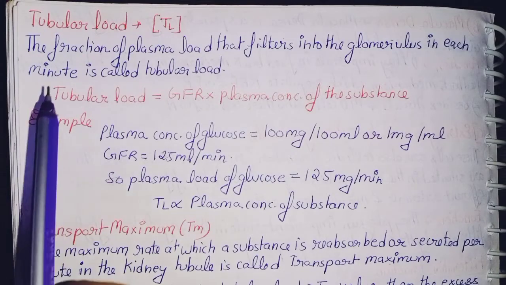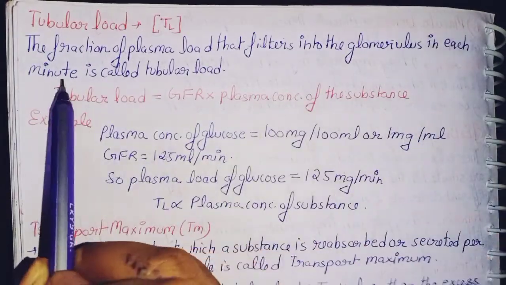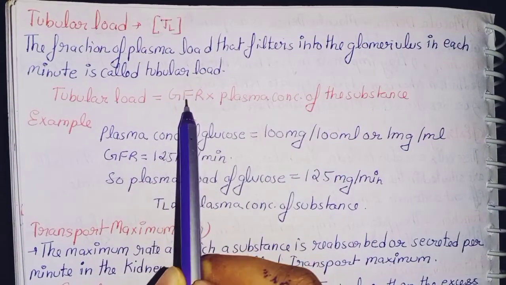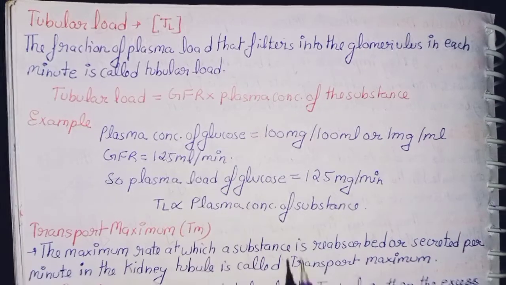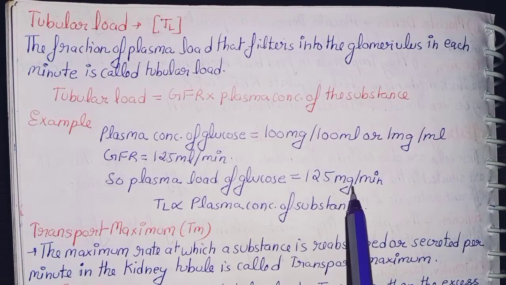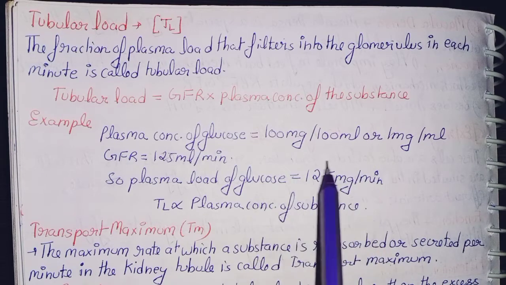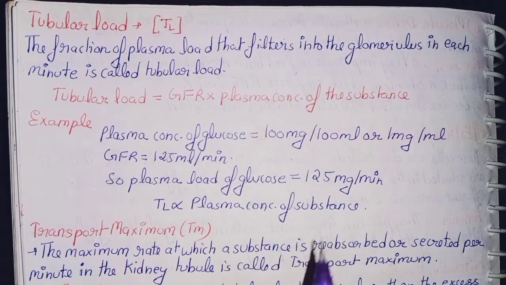Now coming to tubular load. The fraction of plasma load that filters into the glomerulus in each minute is called tubular load. It is GFR multiplied by the plasma concentration of the substance, and its value will be 125 mg per minute in the case of glucose, and it is directly proportional to the plasma concentration of the substance.